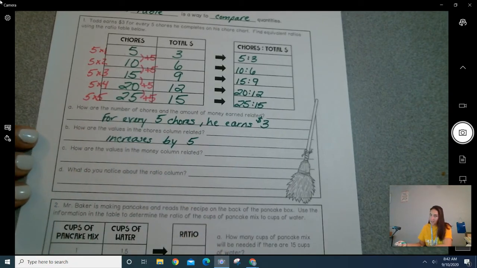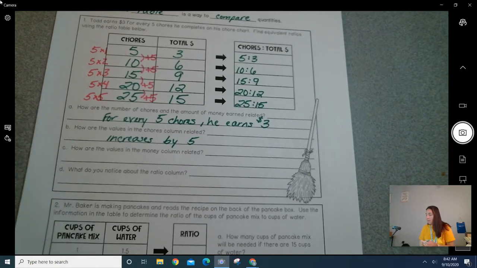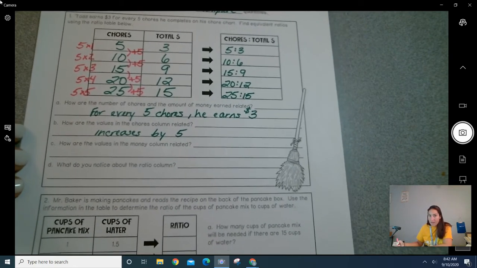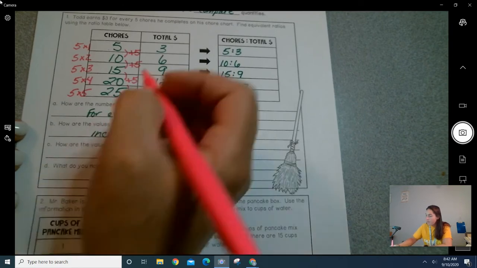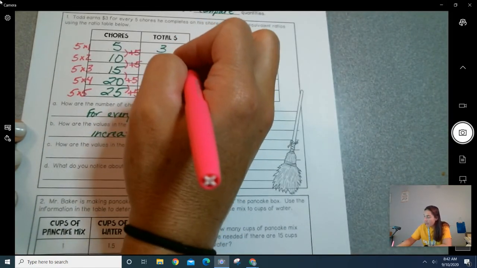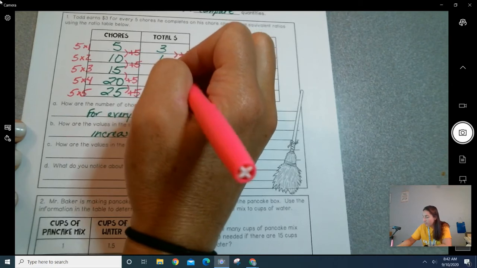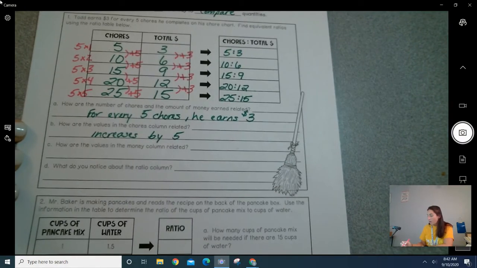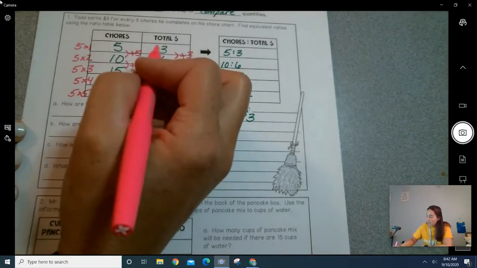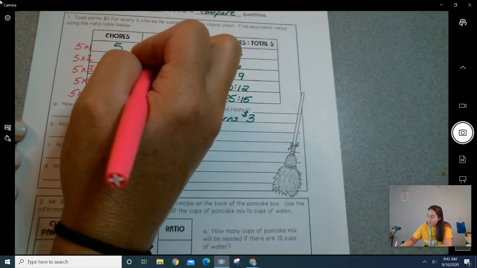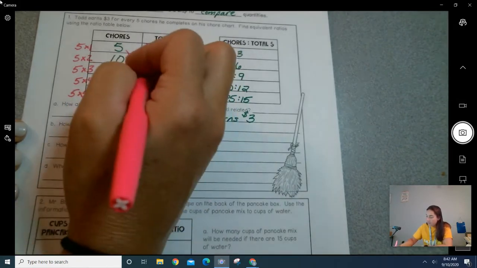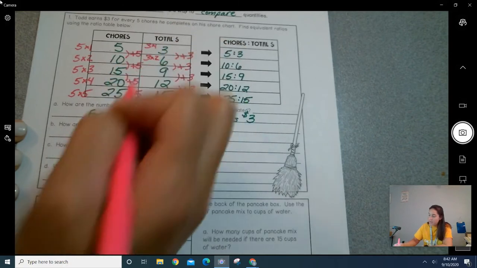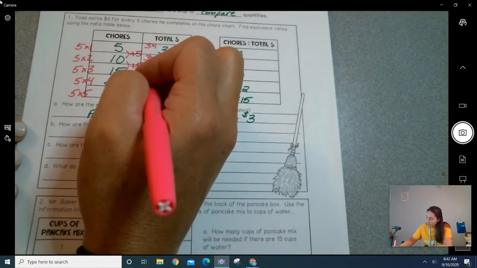All right, let's answer C. C says, how are the values in the money column related? Well, this is also going to have 2 ways to look at it, okay? So again, we can add 3 each time, right? That's adding. Or you can look and do the same thing that we did with the chores and use multiplication and see that this is going to be 3 times 1. It's getting a little messy here, I'm sorry. This will be 3 times 2. And here we have 3 times 3.